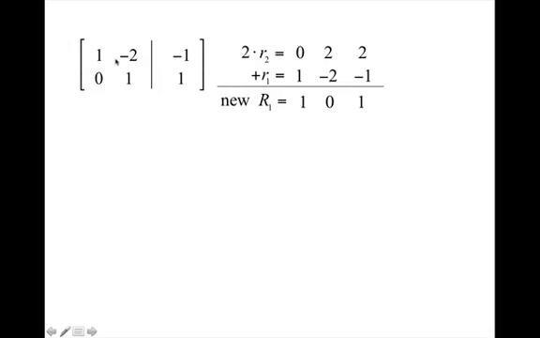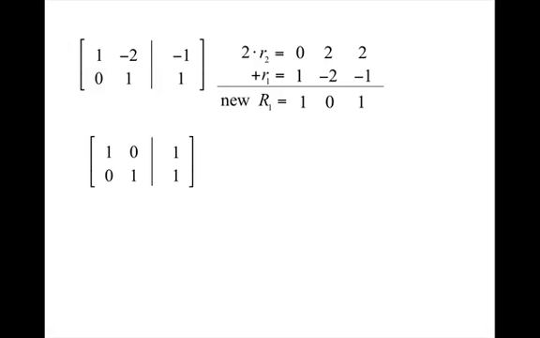The next element was a -2. I wanted it to become a 0. Well, 2 minus 2 gave me the 0 that I wanted. And then finally, I have 2 minus 1 is 1. So my new row 1 is 1, 0, 1. And row 2 stays the same, 0, 1, 1.